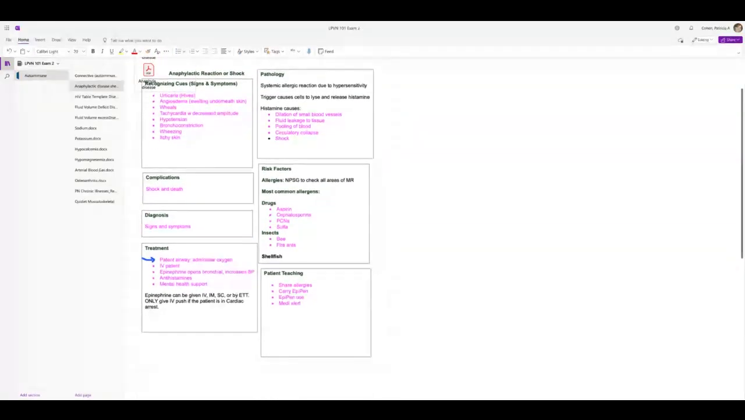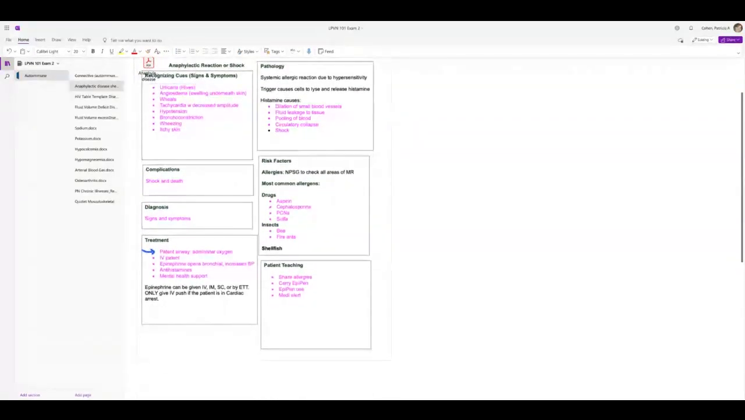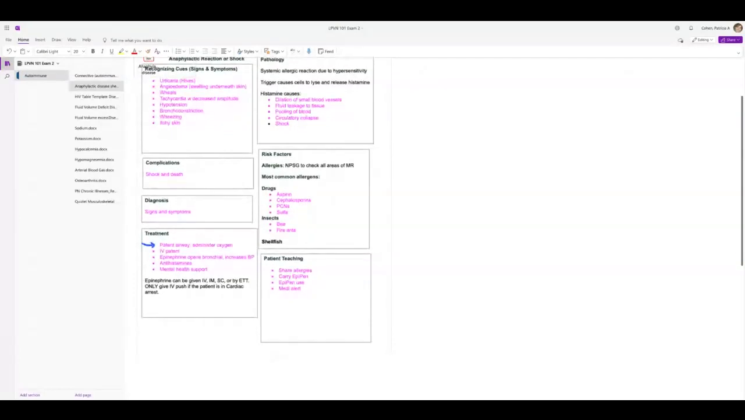Okay. All right. So to treat anaphylaxis, first thing that's got to be on your mind is keep that airway patent. All right. So you're going to put oxygen on the patient. You're going to lift the head of the bed if they don't have hypotension.